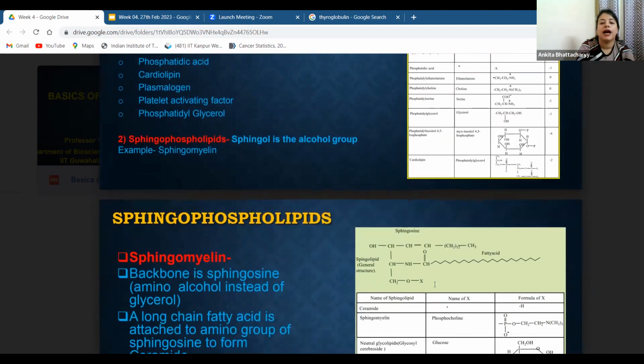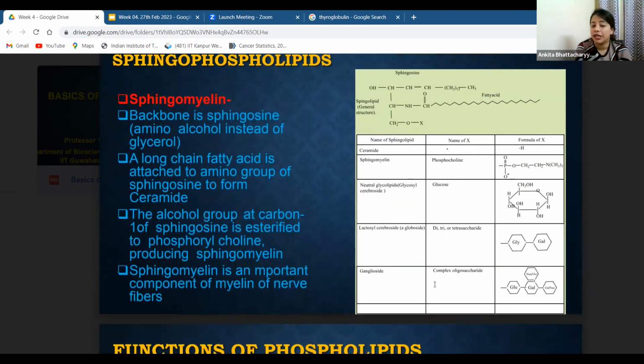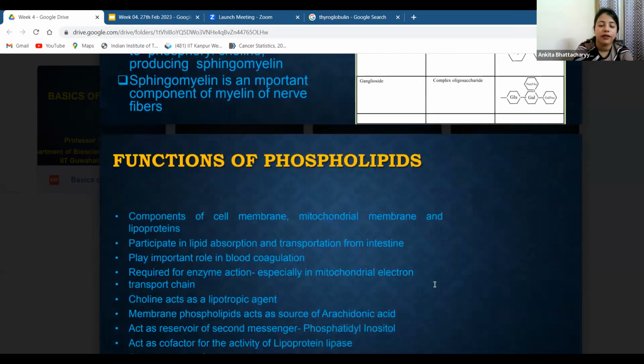And sphingolipids have sphingol or sphingo as the alcohol group, and what it produces effectively is sphingomyelin. So for sphingomyelin, the backbone is sphingosine. A long chain fatty acid is attached to the amino group of sphingosine, and what it effectively forms is ceramide. The alcohol group at carbon 1 of sphingosine is esterified to phosphatidylcholine, producing sphingomyelin. Sphingomyelin is an important component of the nerve fibers. It forms the myelin sheath, which we are familiar with.